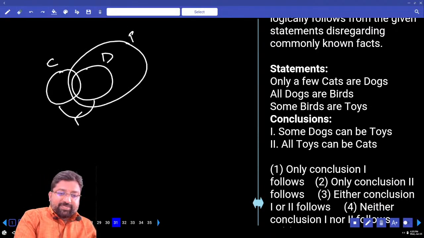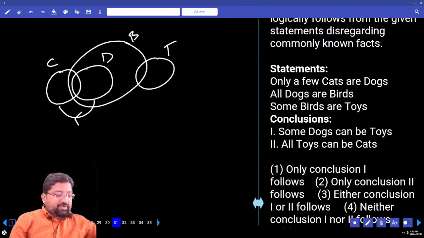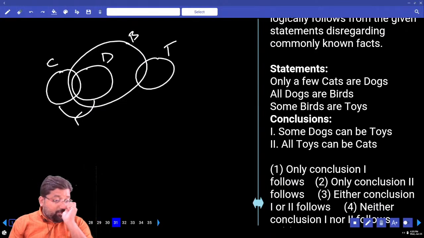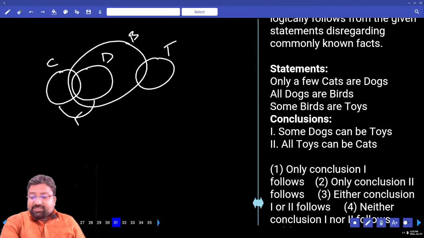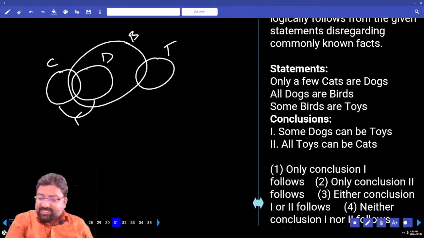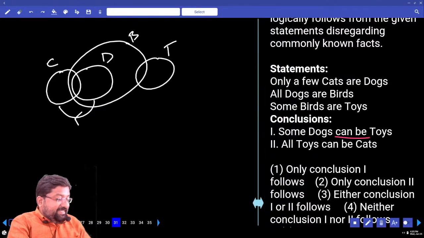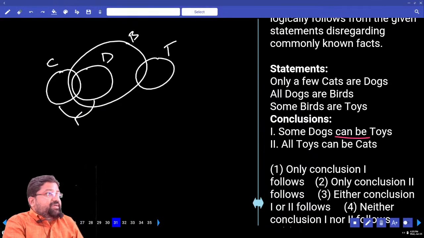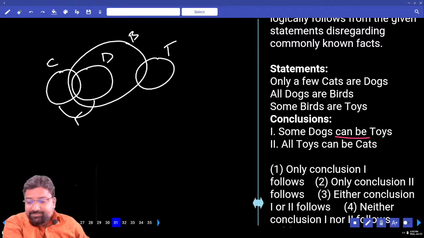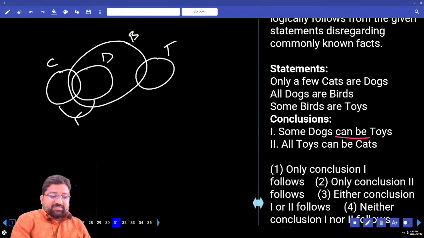All dogs are birds. Some birds are toys. What is the first conclusion? Some dogs can be toys. Some dogs can be toys. What do you mean by can be? It is a possibility. So some dogs can be toys? Yes. Is it a possibility? Yes.